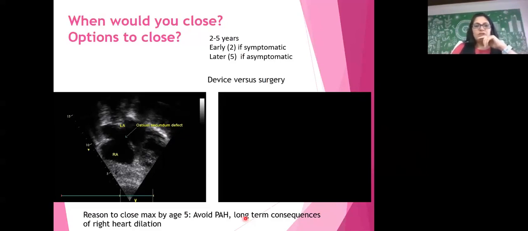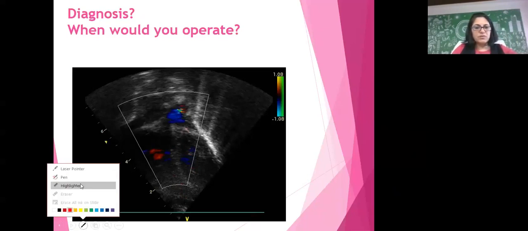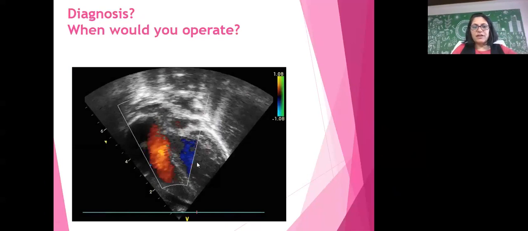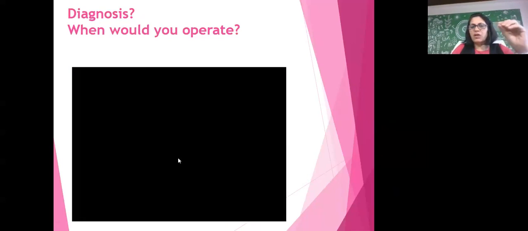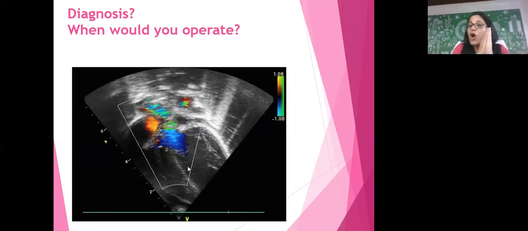Now, I'm going to ask you about options to close. Remember the quiz on our first slide, surgical or device? Both. Now, let's do a few cases. I know you've not done echoes, but I will tell you the findings. Let me see if I can escape my pointer so I can play this. Here you see the left atrium, left ventricle, right atrium, right ventricle, and we have a small ASD. Why do we say small? Because the right atrium and right ventricle are not dilated.